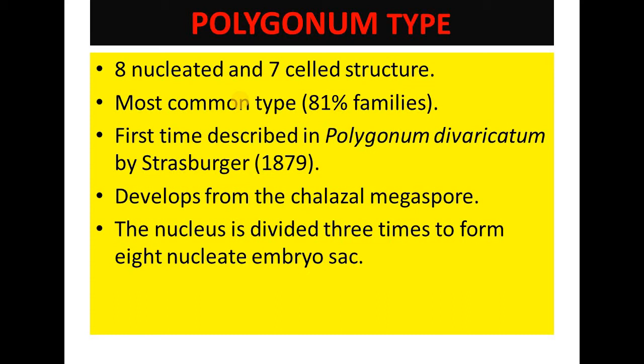Now the nucleus is divided 3 times to form the 8 nucleate embryo sac. The megaspore which is functional has a single haploid nucleus, and that nucleus is going to be divided by 3 mitotic divisions. So as a result of continuous 3 mitotic divisions, an 8 nucleate structure will be produced.